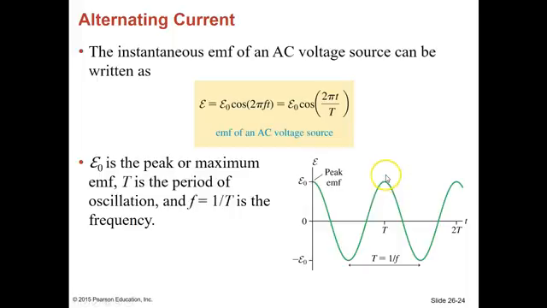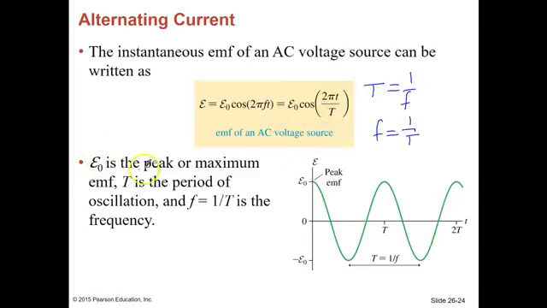So here is the equation. This is for the instantaneous EMF of an AC voltage source. So this is whatever the EMF is at a particular time. And so it's equal to the original EMF times the cosine of 2 times pi times the frequency times that particular time. If you want to write this using period instead of frequency, we're just going to remember that period is equal to 1 over frequency. So that means frequency is equal to 1 over period. So here's the 1 over the period instead of the f. And that's what you'll see.